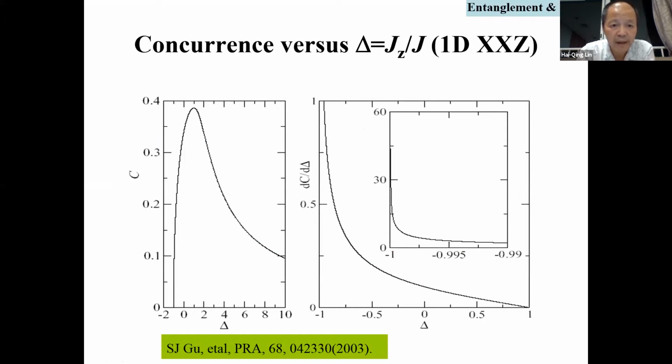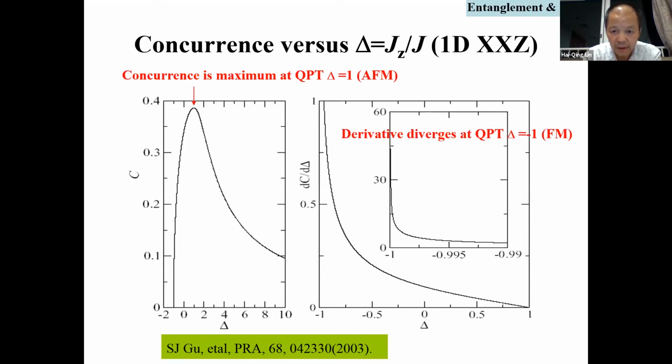Now, if I calculate the concurrence, as I showed you how to do, either by Monte Carlo, or by exact diagonalization, or by Bethe ansatz, you get this result. As shown in this picture, you see that the concurrence is maximal at the antiferromagnetic Heisenberg point, which is the quantum phase transition. And the concurrence derivative diverges at the ferromagnetic Heisenberg point, because the ground state is highly degenerate.